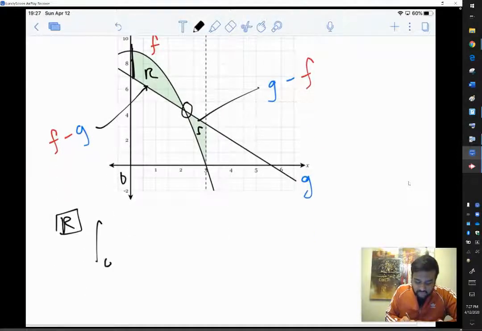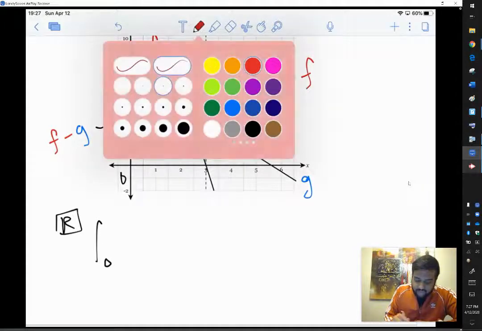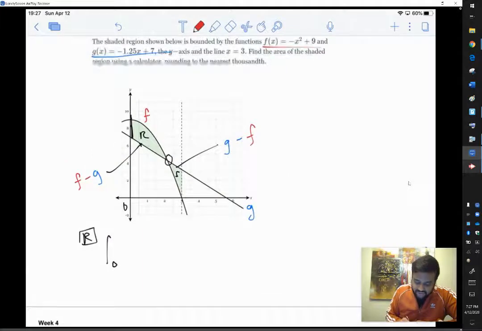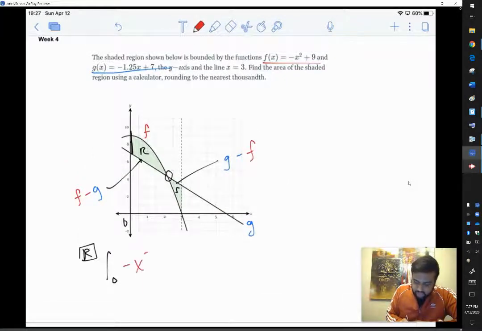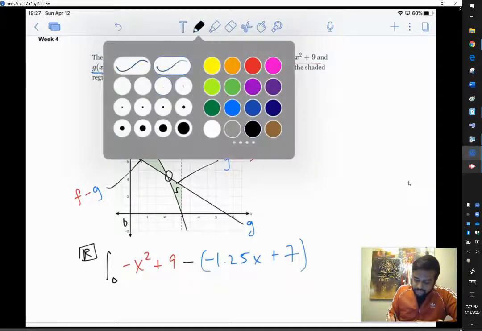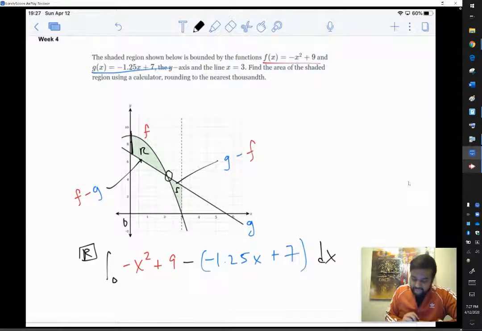So it's from 0 up to some unknown value for now, and we're integrating f minus g, which is negative x squared plus 9, use parentheses to be sure, minus g, well, g is negative 1.25 x plus 7. So there's that. So how do we find this intersection point?